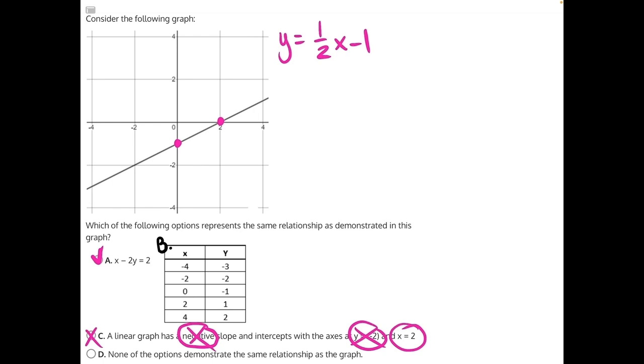For answer choice D, none of the options demonstrate the same relationship as the graph. That's incorrect because A demonstrates the same relationship as the graph.